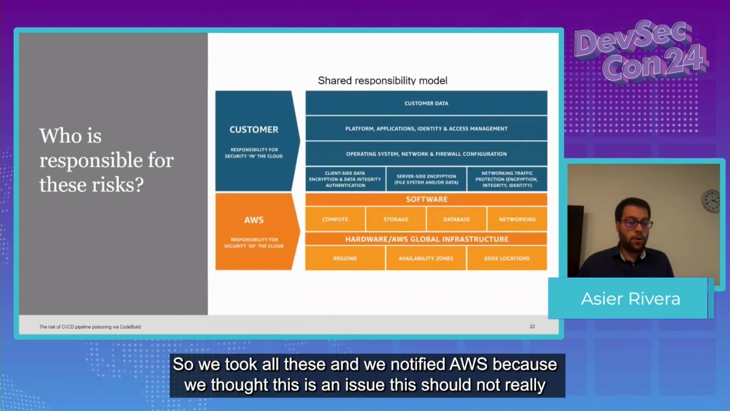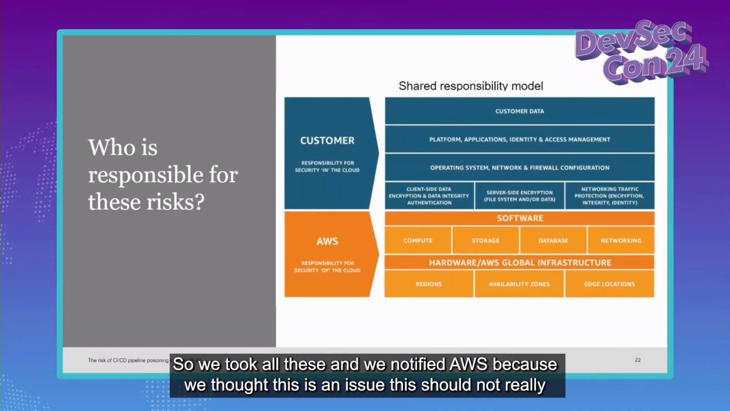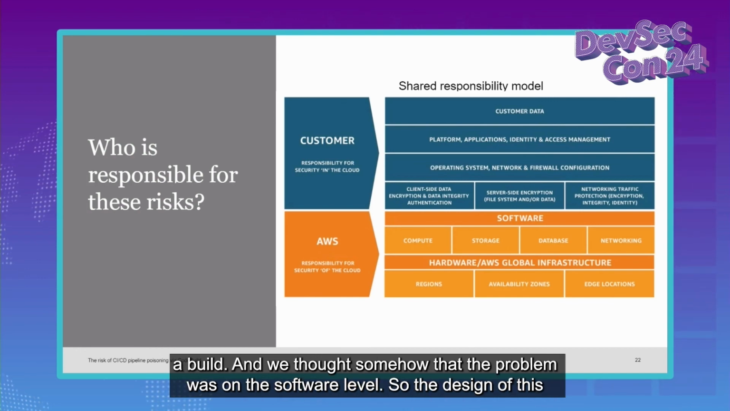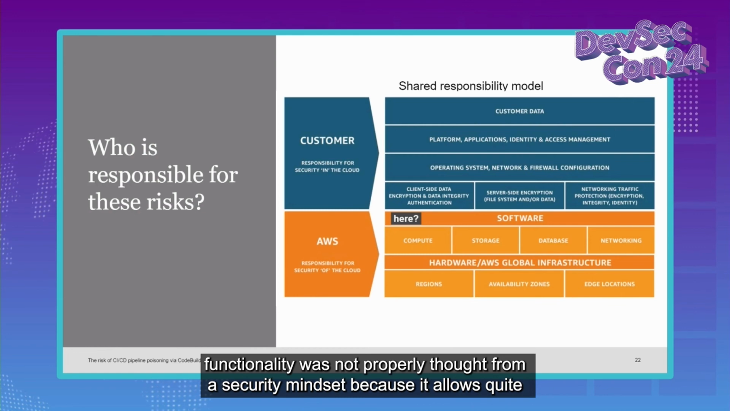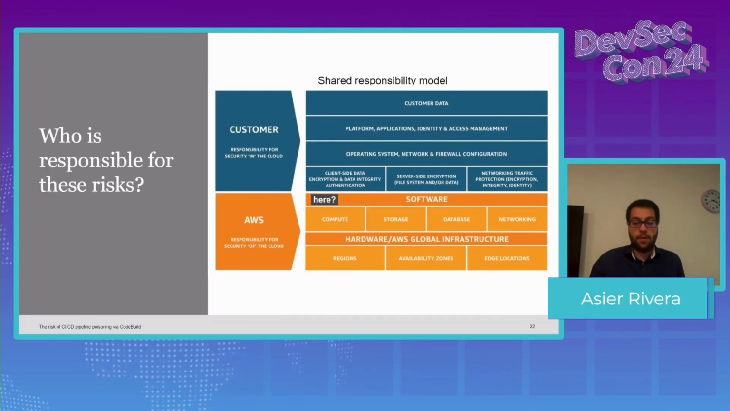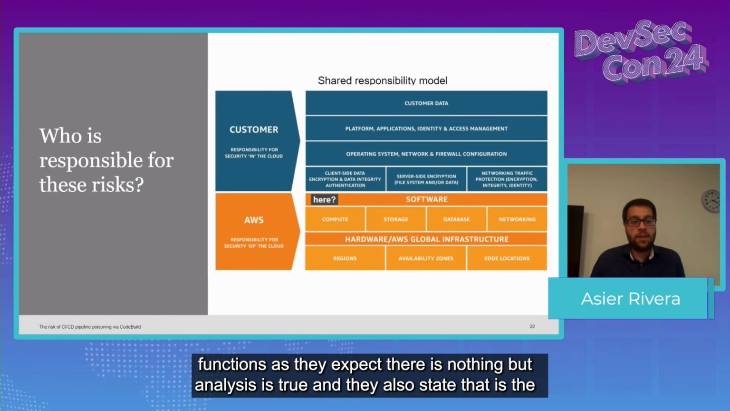So we took all this and we notified AWS because we thought this is an issue. This should not really be allowed, or at least it should be more obvious that this action is more than just starting a build. And we thought somehow that the problem was on the software level, so the design of this functionality was not properly thought out from a security mindset, because it allows quite a lot of powerful actions. But AWS responded that this is intended behavior. StartBuild functions as they expect. There is nothing more, and this is true.